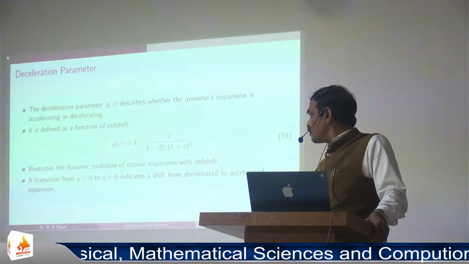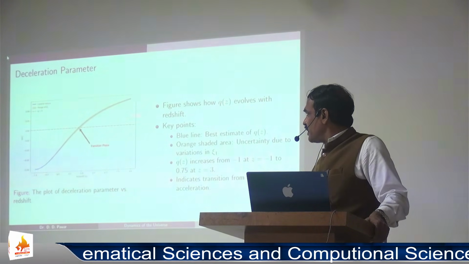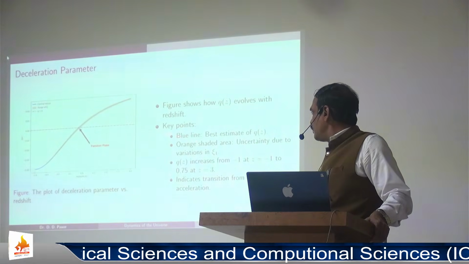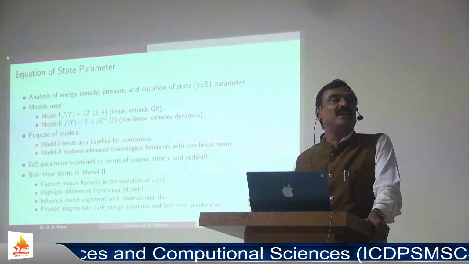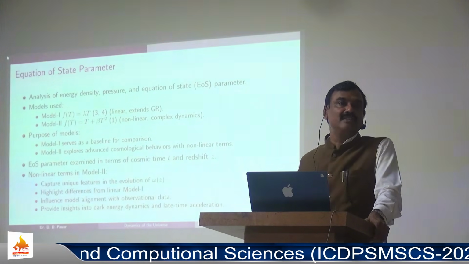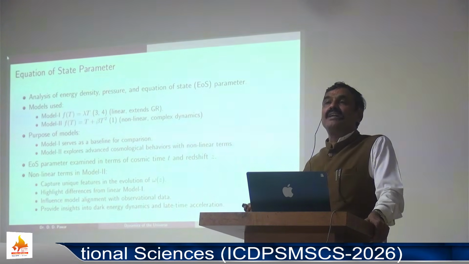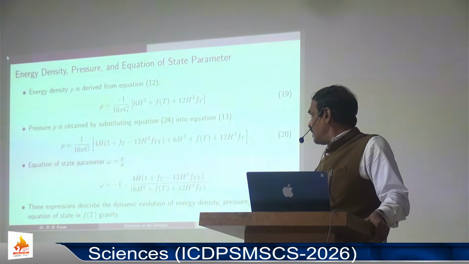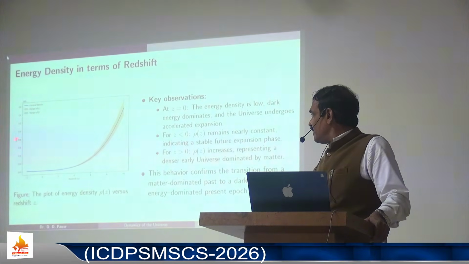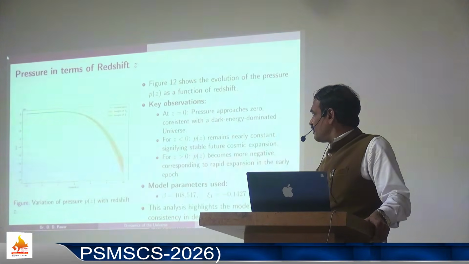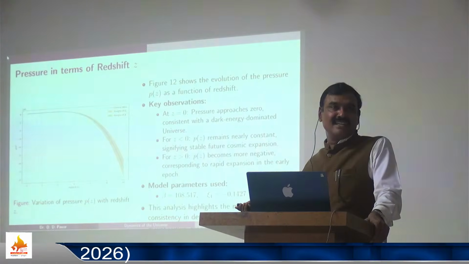And with the help of these values, we have predicted many things about the universe: the deceleration parameter, the transition phase, how the universe is expanding, and many other things. In FOP theory we have used two models, one linear model and another non-linear model or complex dynamics. With the help of the two models, we predicted many things about the universe, the graphs and behavior of the density, the pressure, and all these technical concepts.